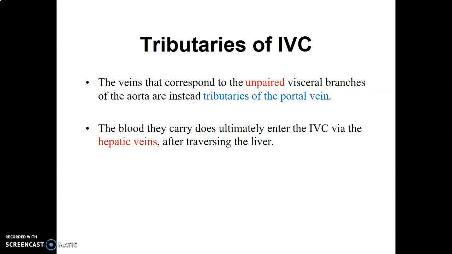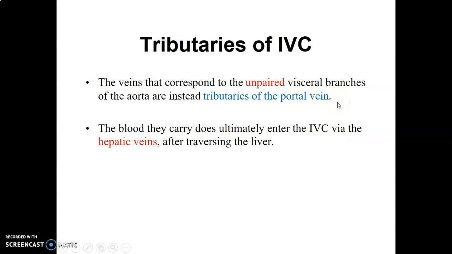So how does this blood eventually get to the inferior vena cava? From the liver, that blood enters the hepatic veins. Okay? The hepatic veins now open into the inferior vena cava. So blood from the GIT, the unpaired visceral branches, does not directly go to the inferior vena cava. They first go to the portal vein to the liver. They're carrying nutrients, which will be taken up by the liver and stored. Then the blood will enter the hepatic vein to return to the inferior vena cava.